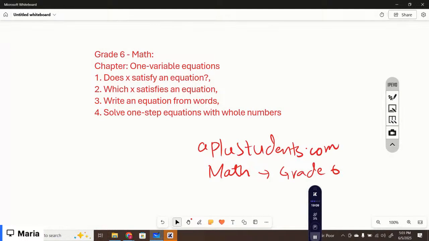We're going to start with chapter 1, variable equations. The lessons we're going to cover today are: does x satisfy an equation, which x satisfies an equation, write an equation from words, and solve one-step equations with whole numbers. So please make sure you have your book and pencil so that you can note down the important examples and definitions as well.